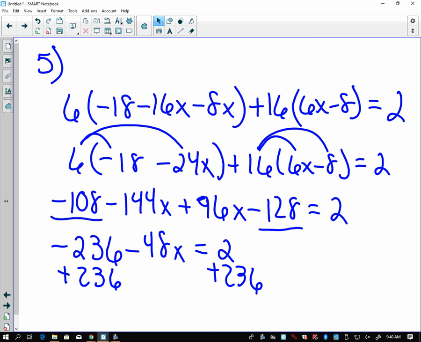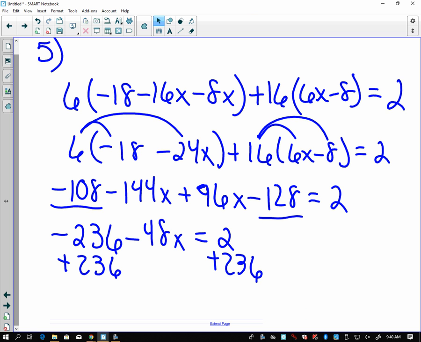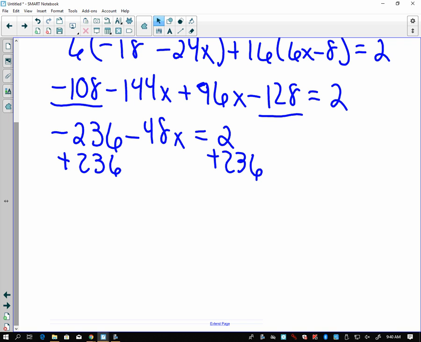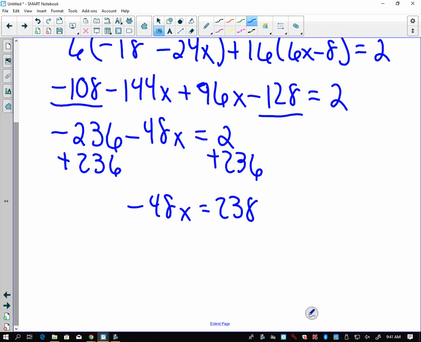So let me scroll down here a little bit, buy myself some space. Okay, so I'm doing that. What do I rewrite down here? Negative 48x equals 238. Okay, looks good so far. Okay, Abby, go ahead. Divide by negative 48 on both sides. Sounds good. We get x equals, what's 238 divided by negative 48?